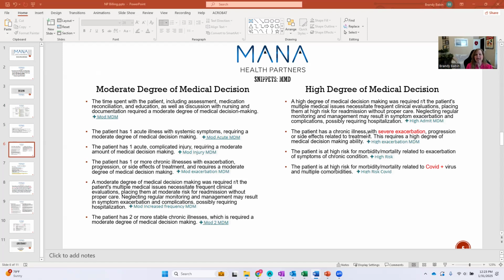So what is that chronic illness? Put in parentheses, congestive heart failure. Congestive heart failure with 4+ pitting edema, bilateral lower extremities, and 2+ JVD, all in parentheses. There's one that says the patient's at high risk for morbidity and mortality related to exacerbations of chronic condition. What is that chronic condition? List that on there.